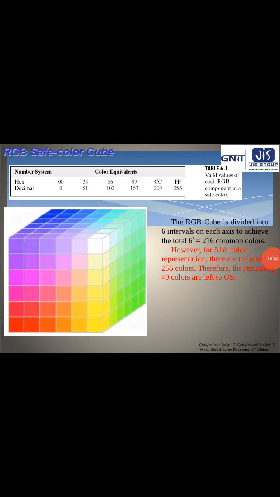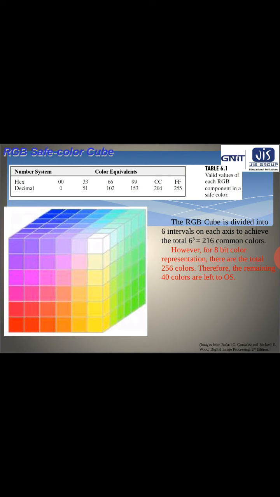Here we can see again the RGB safe color cube, where two number systems have been considered. One is hex and another is decimal, and the corresponding color equivalence has also been given here. So the minimum is represented by 0 in decimal and 00 in hex, whereas the maximum number in decimal is represented by 255, where hex is represented by FF. Other values have also been given here.